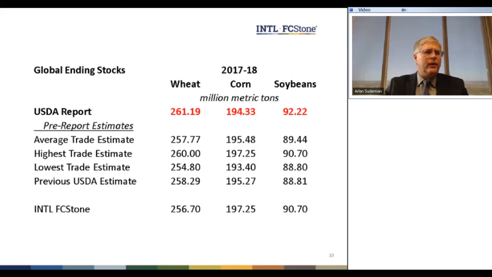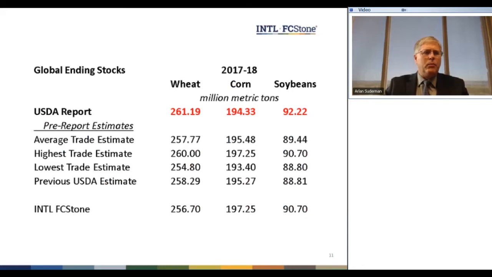Global ending stocks, I think the trade was a little bit surprised that wheat went up, certainly higher than what we anticipated, higher than what the trade anticipated. Corn went down a little bit, not materially so. We're expecting that to maybe go up a little bit as we go forward and fully get in some of the Brazilian crop and some other areas, but we're not really that far off as a percentage, pretty close there.